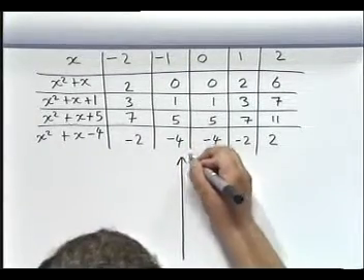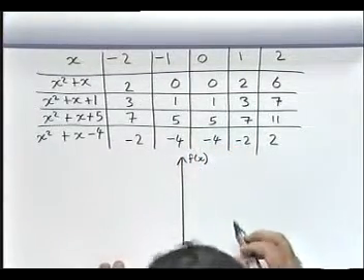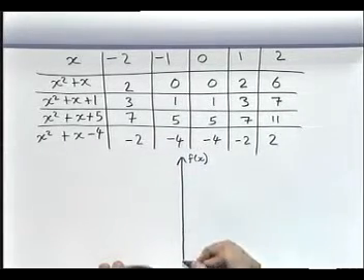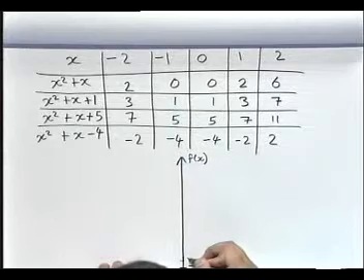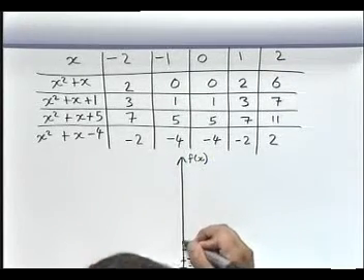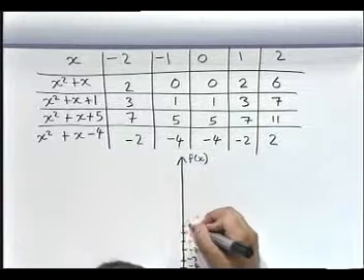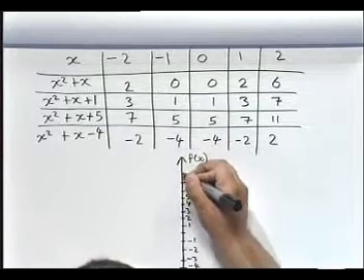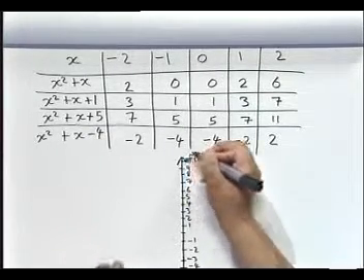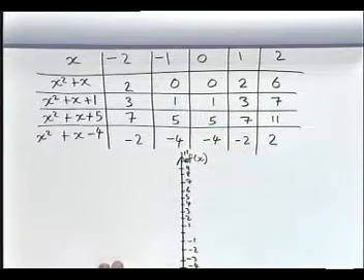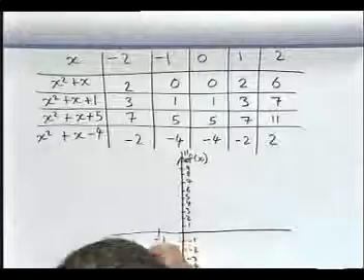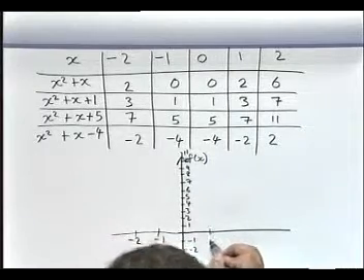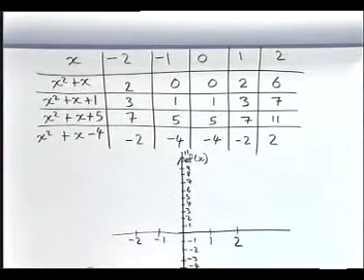So we've put f of x on our vertical scale. See that we need to go from minus 4 all the way up to 11. So we start at minus 4, minus 3, minus 2, minus 1, 0, 1, 2, 3, 4, 5, 6, 7, 8, 9, 10, and we can just about squeeze our 11 in. And along our horizontal axis, we're going from minus 2 to plus 2. So minus 1, minus 2, plus 1, and plus 2.